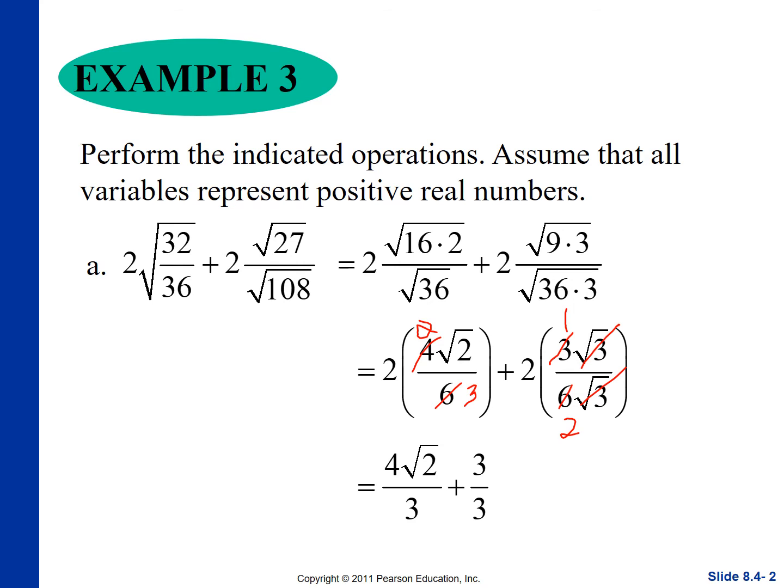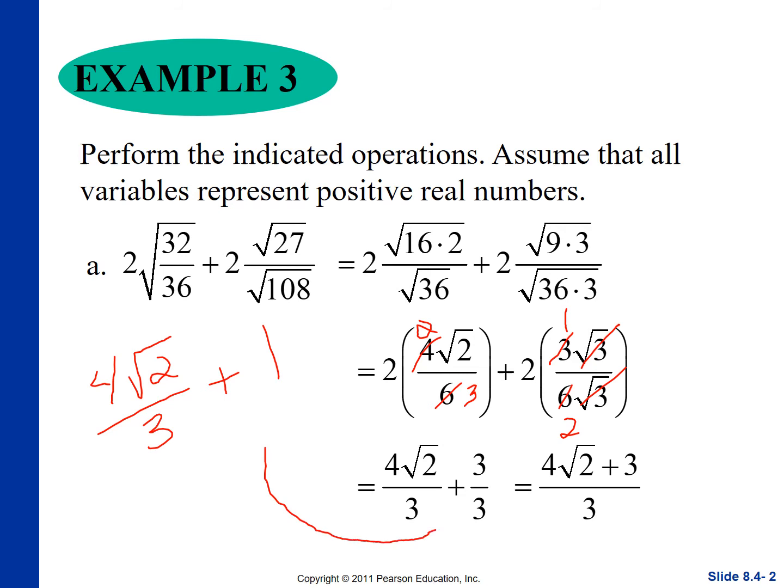So you would end up with a finished product here of 4 square root of 2 over 3. You could leave it as this also. This would be acceptable. 4 square root of 2 over 3 plus 1. Now, sometimes people want it with this format. So both of these answers would be correct.